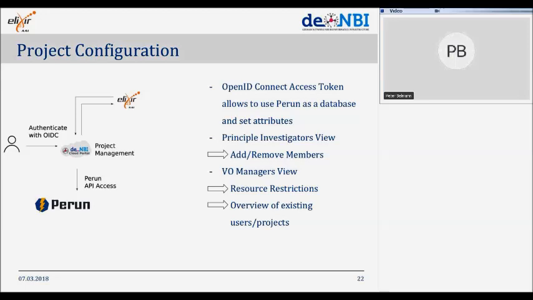So we are setting and retrieving attributes like RAM and CPU restrictions, which are specific for a certain project. So since this token inherits the permissions of a user in Perun, we can reuse different views on the data. For example, a principal investigator is able to add or remove members in his project. And the VO manager can define resource restrictions and provide an overview of existing users and projects.